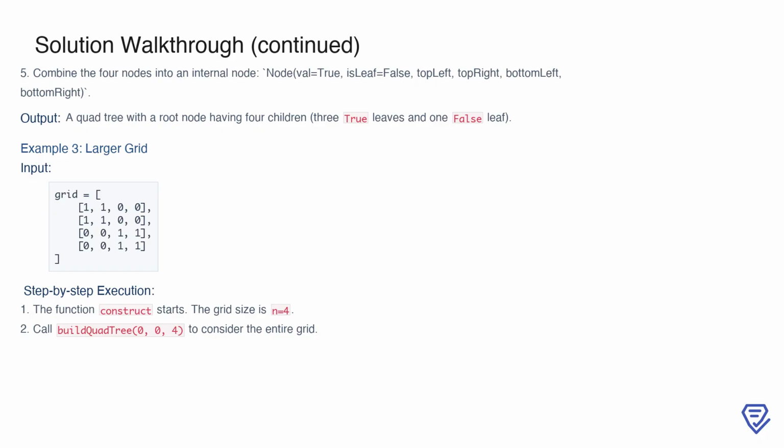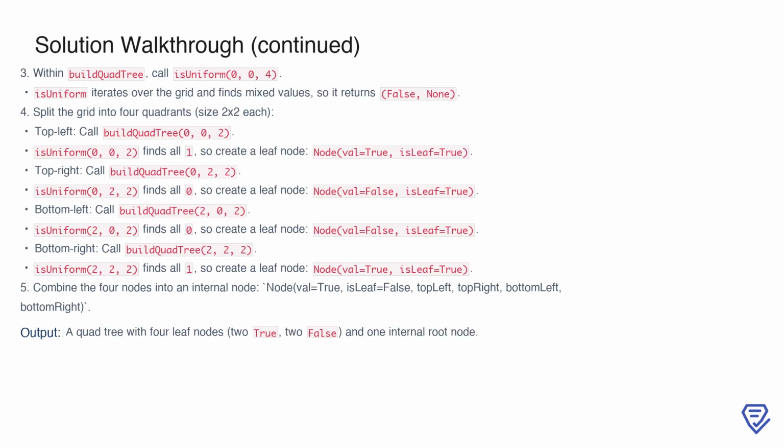Moving on to a larger example, we now consider a 4x4 grid. The function construct starts, and buildQuadTree is called with the entire grid size of 4. In this larger grid, isUniform is called to determine if the grid is uniform, but it finds mixed values, so it returns false. This leads to splitting the grid into 4 2x2 quadrants.